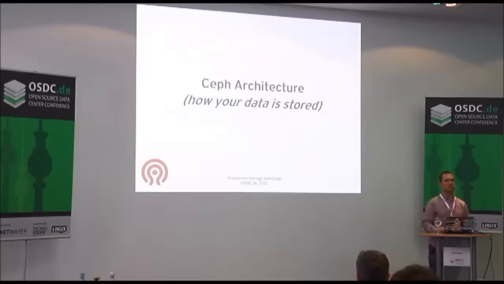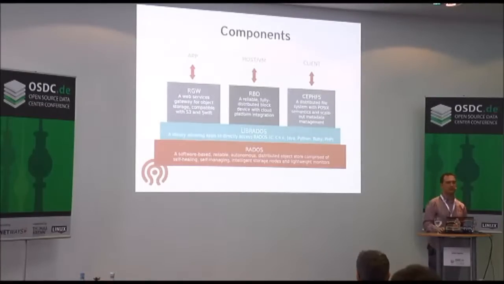So now I want to talk about how that all works. Those are the three components again in a slightly different form. In this diagram, there's the layer along the bottom as well, which is Rados. That's the underlying object storage platform that supports all of the different application interfaces. So whether you're using RGW, RBD, or the Ceph File System, your data is ultimately being stored by Rados.